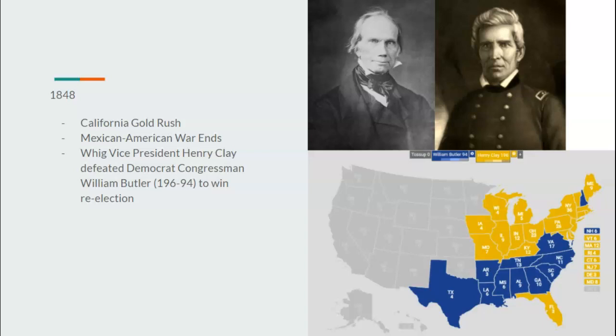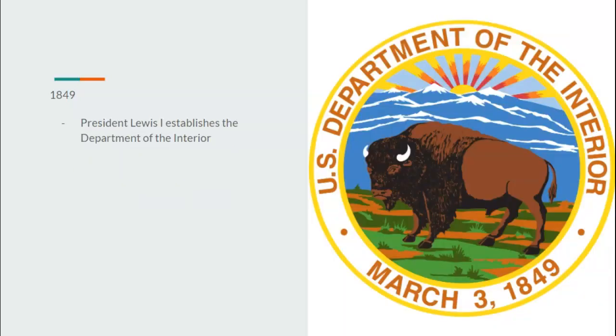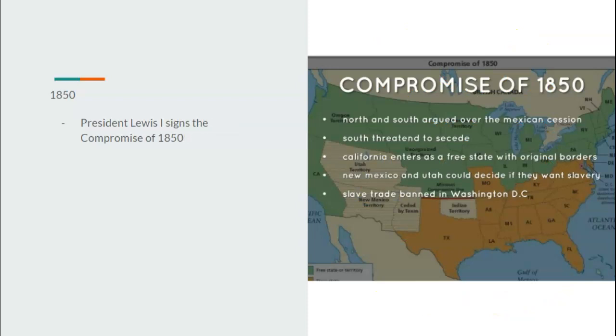The Mexican-American War would end. Also, the 1848 vice presidential election, Whig Vice President Henry Clay would defeat Democrat Congressman William Butler, 196 and 94, to win re-election. 1849, President Louis I would establish the Department of the Interior. And in 1850, President Louis I would sign the Compromise of 1850, which would set up the Civil War down the road.